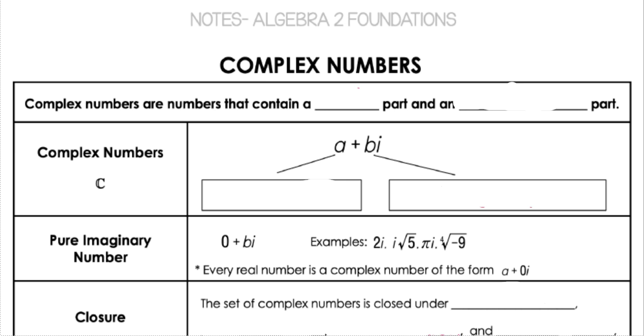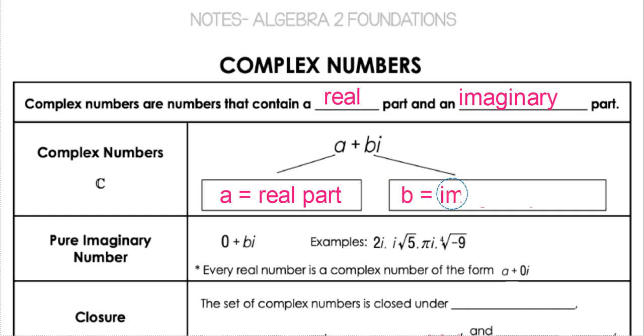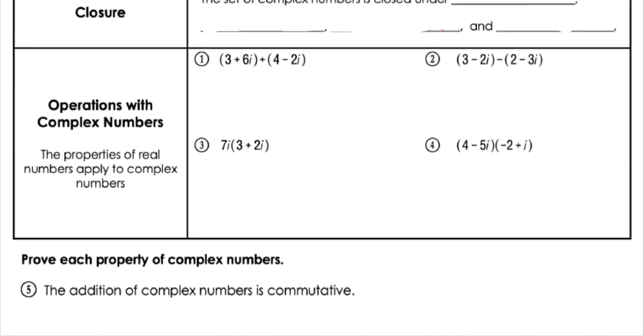Complex numbers are numbers that contain both a real part and an imaginary part. We've talked about real numbers, we've talked about imaginary numbers, complex numbers combine them. Complex numbers take the form a plus bi, where a is your real part and b is your imaginary part. So when we write those numbers, they have two things being added together.